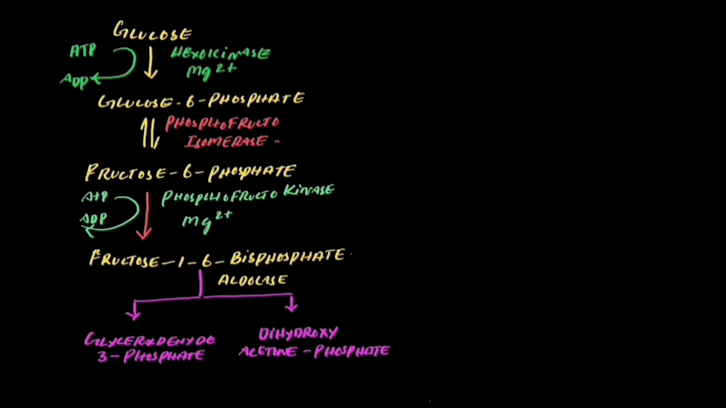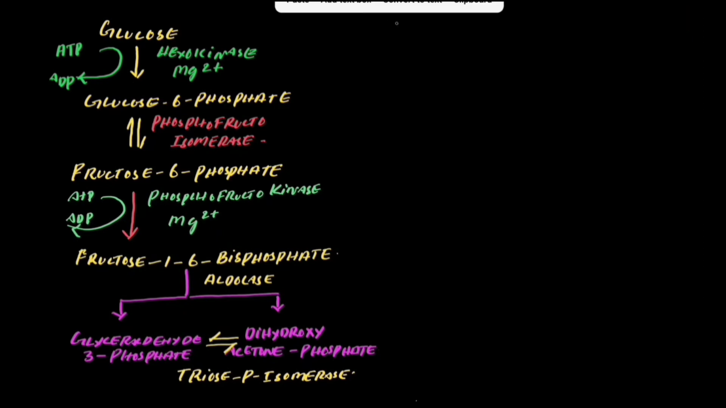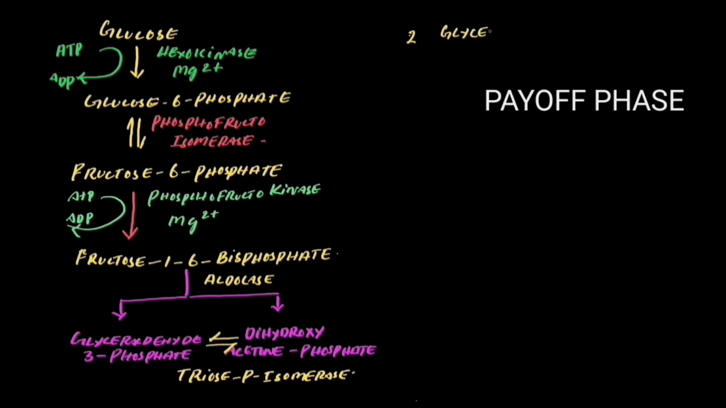Number fifth step is isomerization. Dihydroxyacetone phosphate is isomerized to form glyceraldehyde 3 phosphate and is catalyzed by an enzyme called triose phosphate isomerase. However, dihydroxyacetone phosphate is rapidly converted into glyceraldehyde 3 phosphate. Now we have two molecules of glyceraldehyde 3 phosphate. Now from here, payoff phase starts.